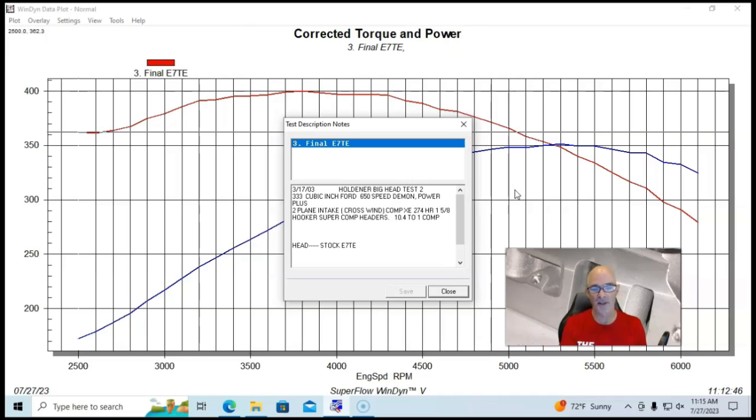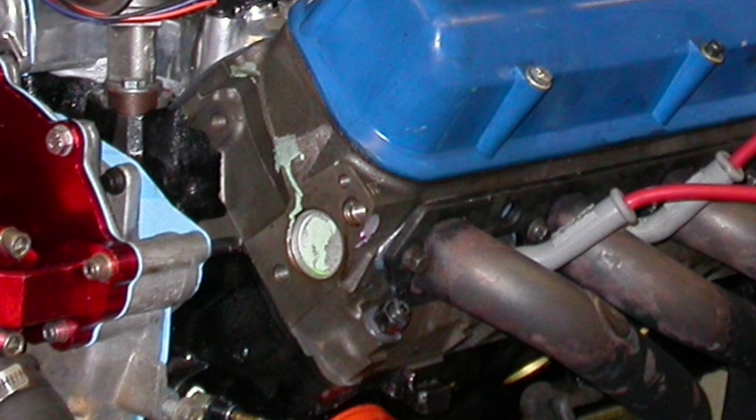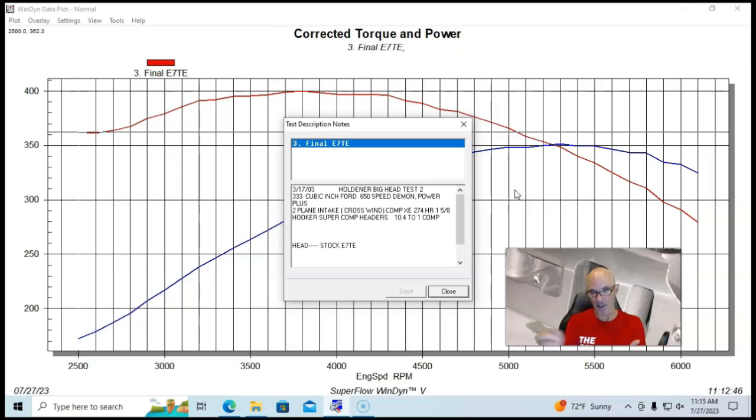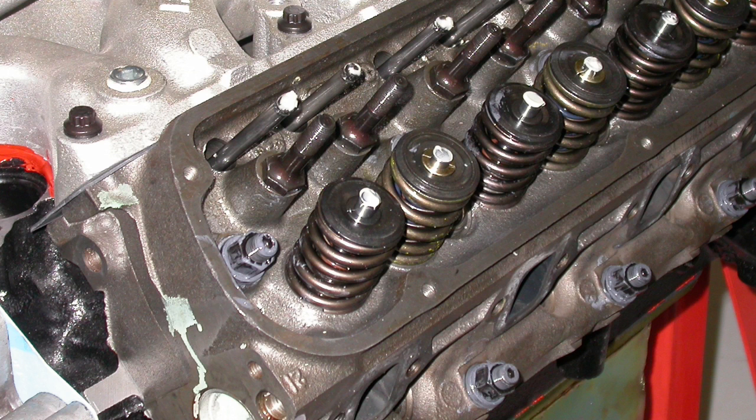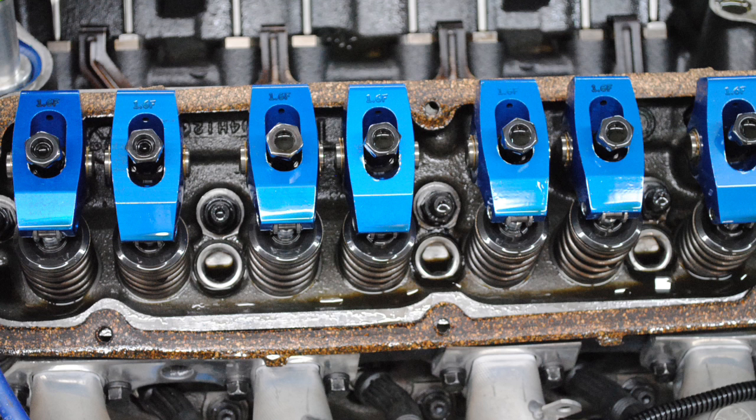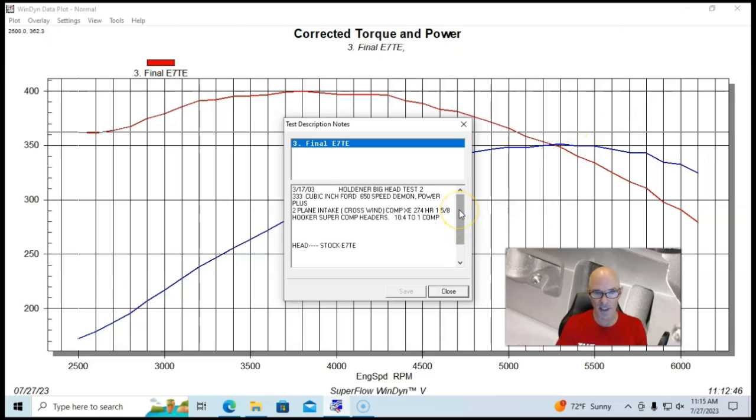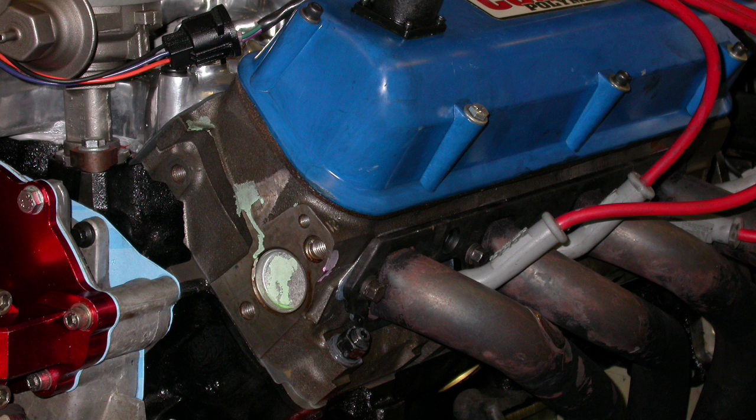We ran this thing with our stock E7TE heads. Naturally, the heads, like previously, were set up so that they had valve springs to run with this kind of camshaft. And we actually had roller rockers on this combination as well. This was run way back, you can see, 2003, so a long time ago. We ran this combination first with the stock E7TE heads.